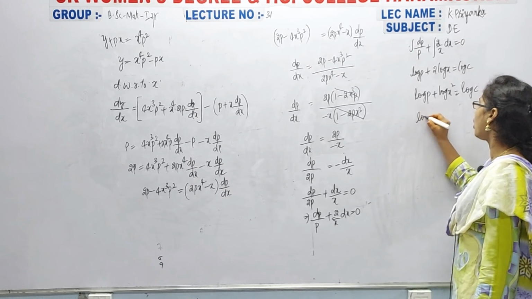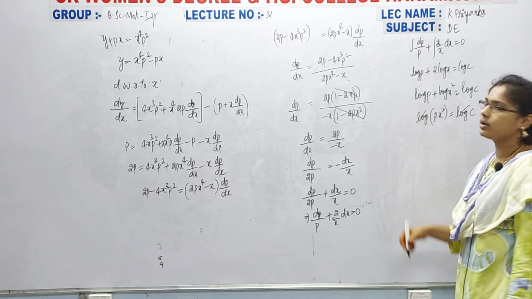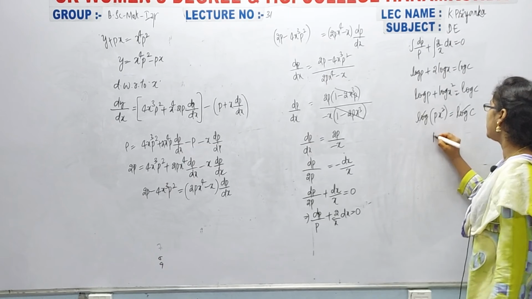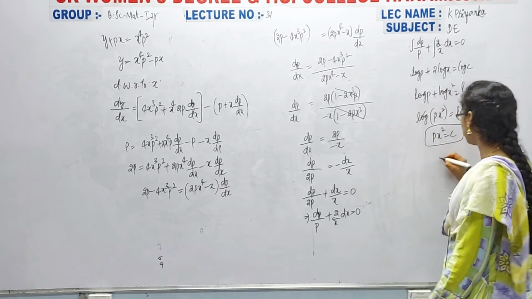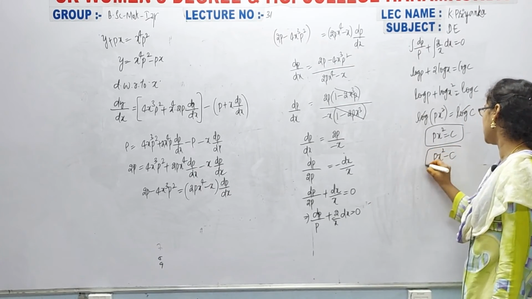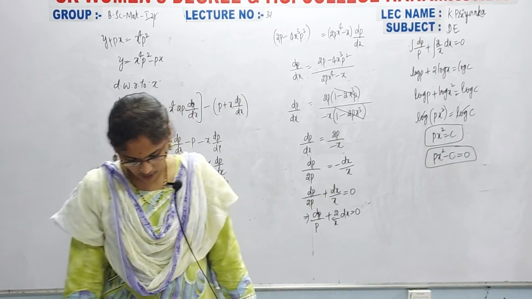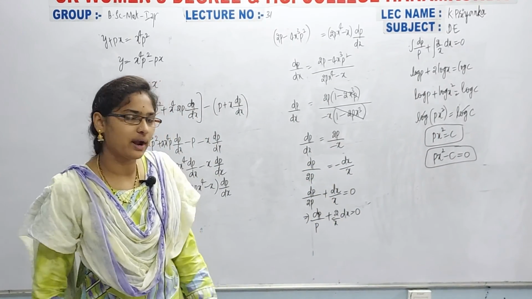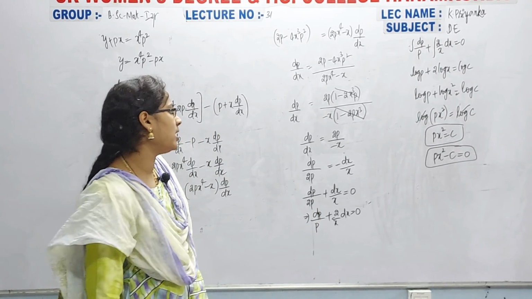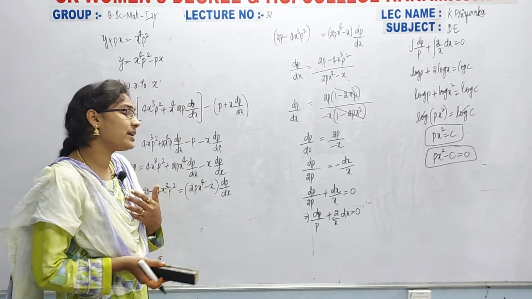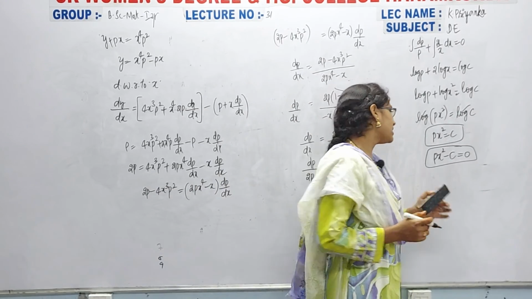Now can I write log of p x square equal to log c? Yes. Now log on both sides will be cancelled. Now p x square equal to c. So this is nothing but the required solution. Otherwise you can write p x square minus c equal to 0. Okay, so now I just want to check the answer. From this we can calculate the value of p also, and simply substitute the value of p, because here we have to find the solution for y, the equation solvable for y.